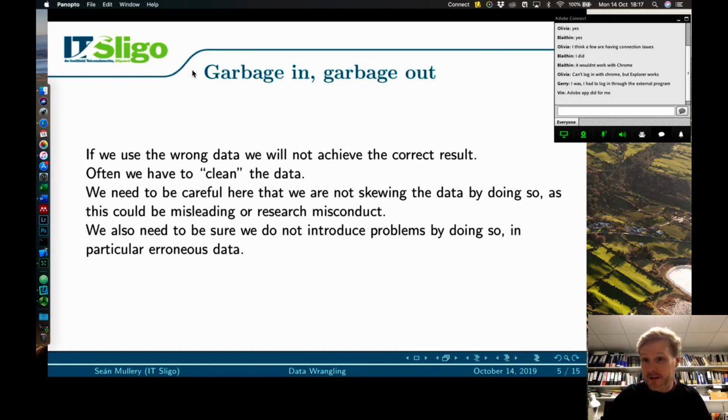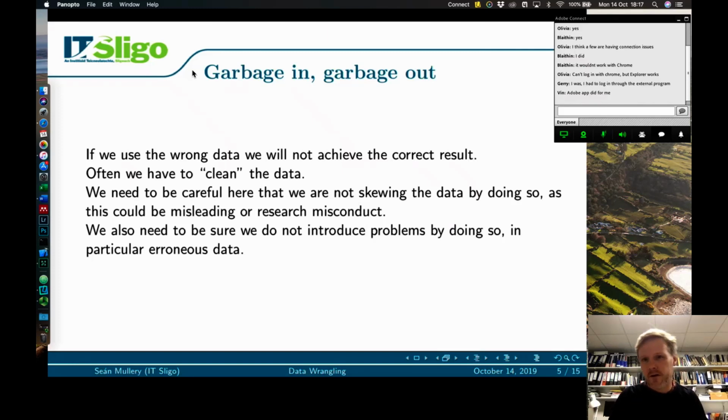Often we have to clean the data, and just be wary of this word clean, because it can have a negative connotation as if we're doing something fraudulent, and I'll address that a little bit as we go through. But the point is that we often have to change our data into a format that's actually usable by our machine learning system. And rather than that being something fraudulent, that's something that we just have to do in order to make the system work.